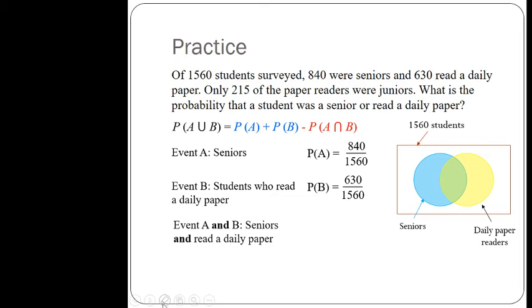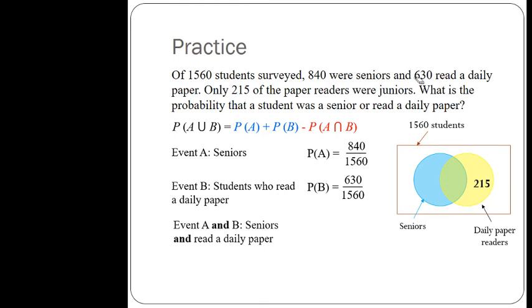Let's go back to the problem. How do I get this number? I usually start from right to left and work across. Here it's telling me that 215 of the paper readers were juniors. Notice I stick it out here on this section of the yellow circle for the paper readers. I can't put it inside there, because that would mean they're seniors, but they're not. They tell us they're juniors. So we know that's 215. Now, how can we figure out the intersection?